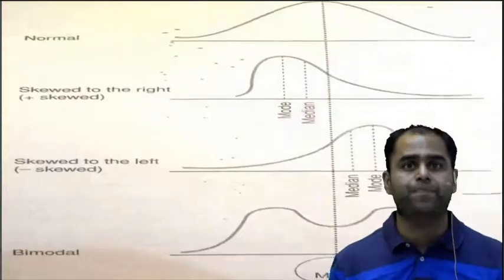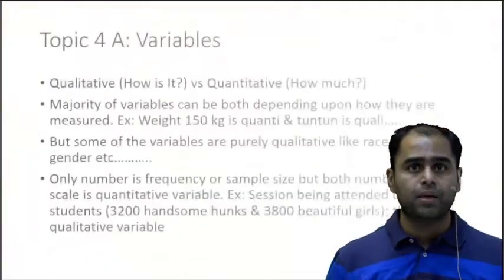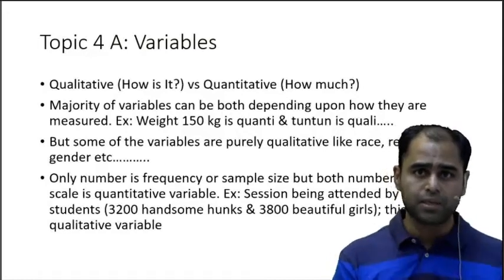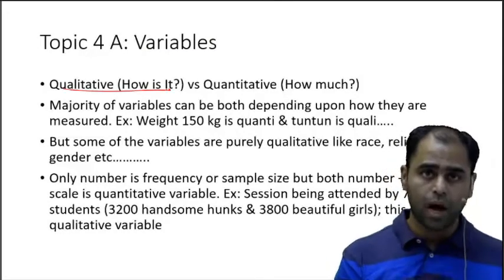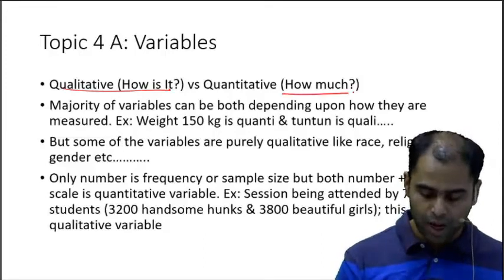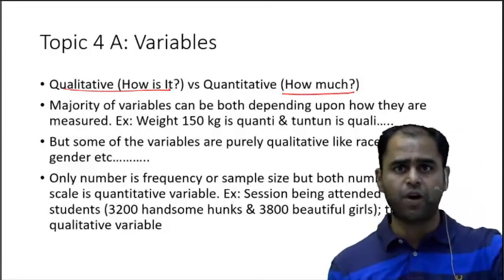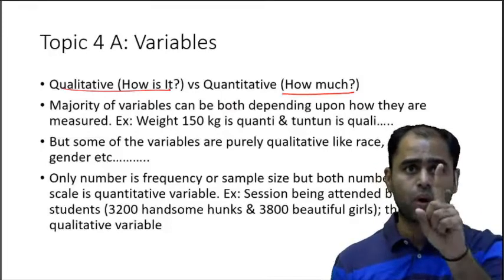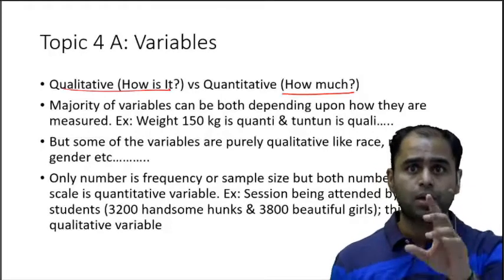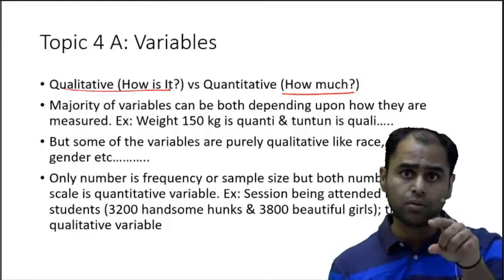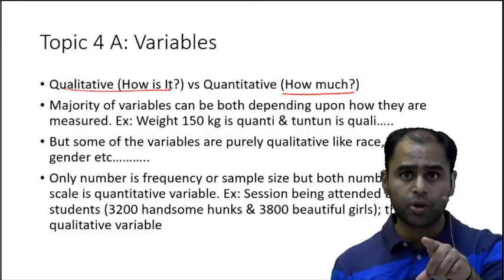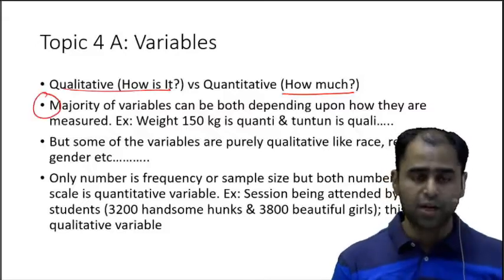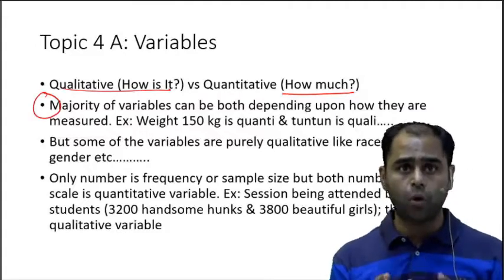Now, topic 4, variable. It is a theoretical topic, but it is important. Qualitative: how is it? Quantitative: how much? Mummy says, give us 1 kilo of potato to the vendor. That 1 kilo is the quantity. Whereas she will ask, is this a new potato, old potato, rural potato, urban potato? This is quality.